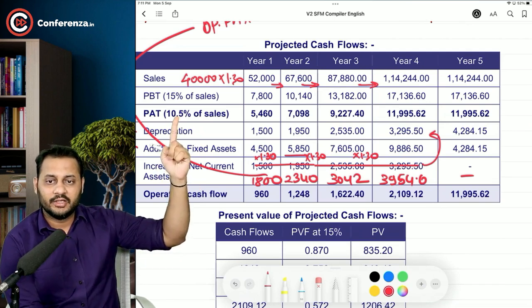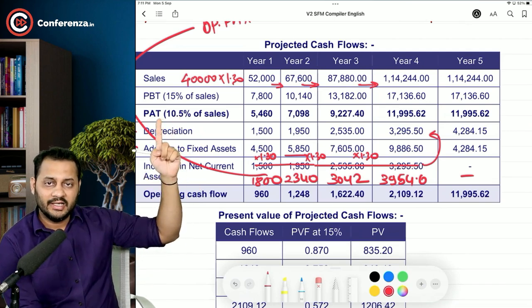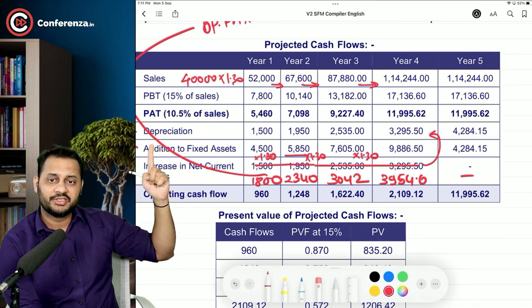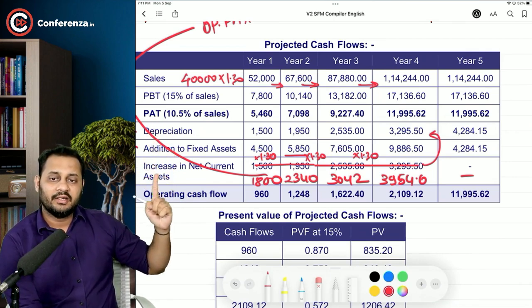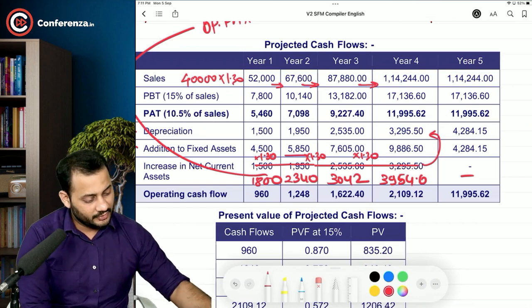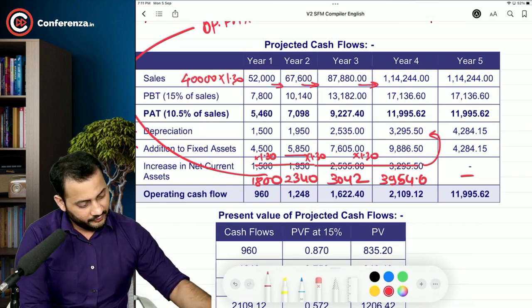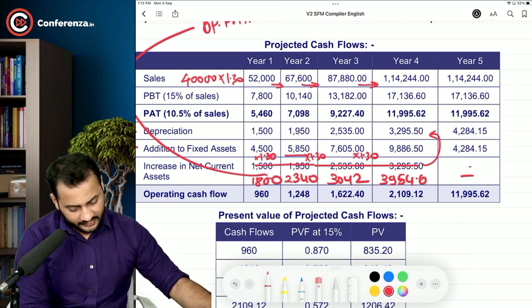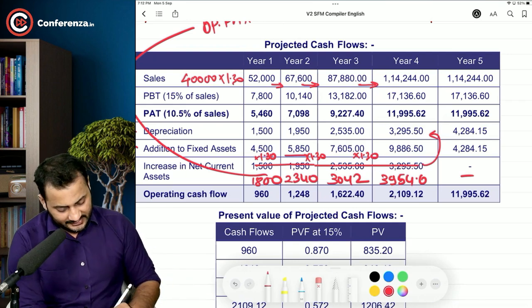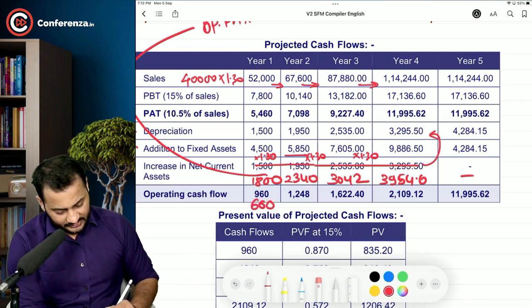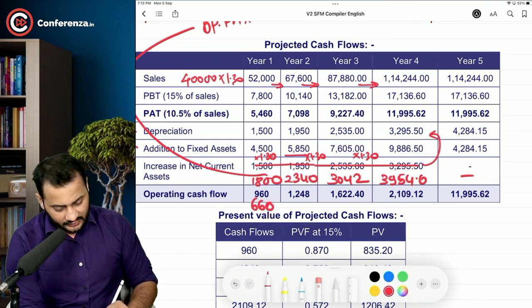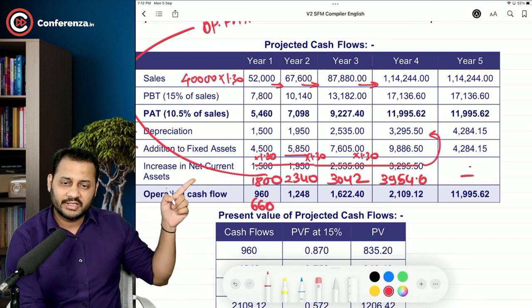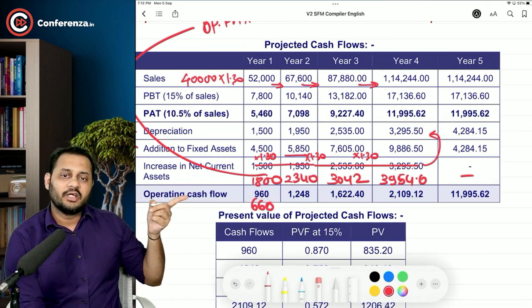And now let's calculate the cash flow. How to do that? In profit after tax, add depreciation, deduct capex and deduct increase in working capital. So 5460 plus 1500 minus 4500 minus 1800. So the net answer should be 660. I think there is a mistake in the institute's calculation as well in this. Otherwise, if it had been a printing mistake, the final answer would have been the same.